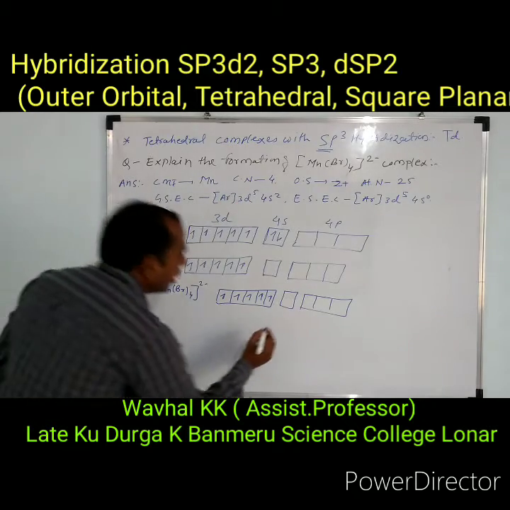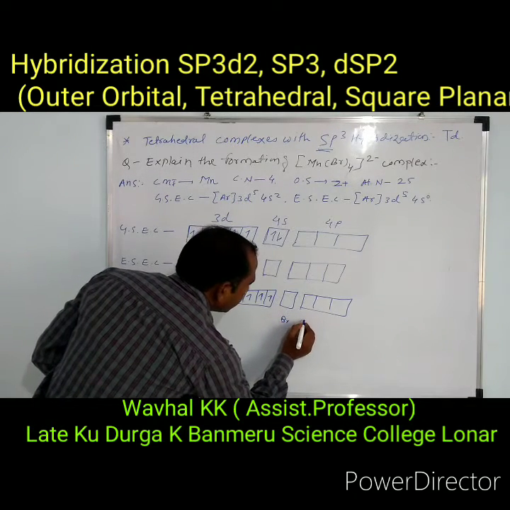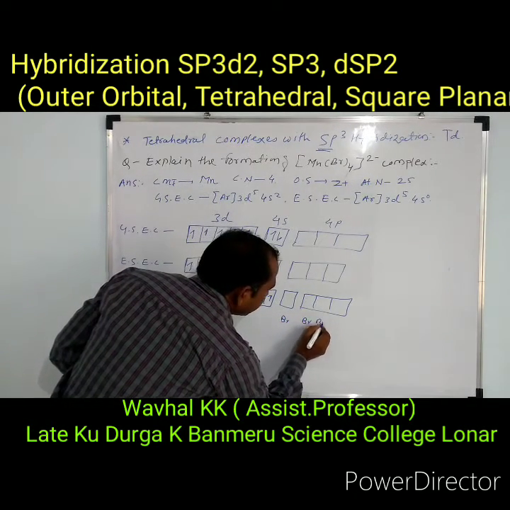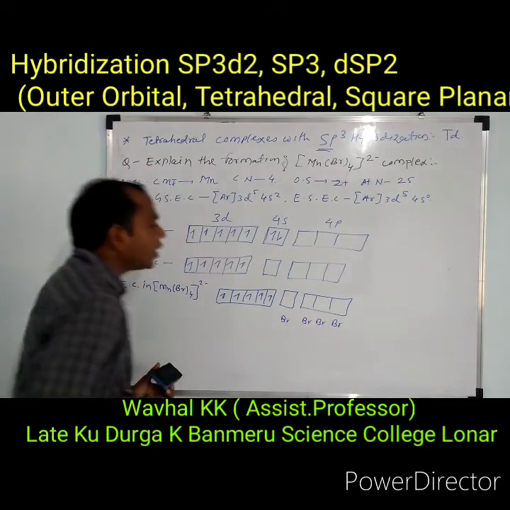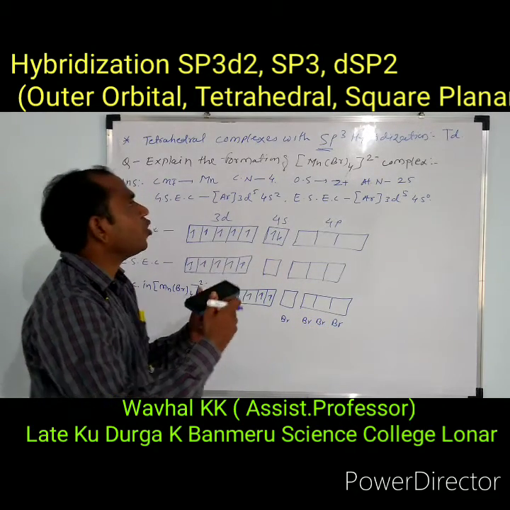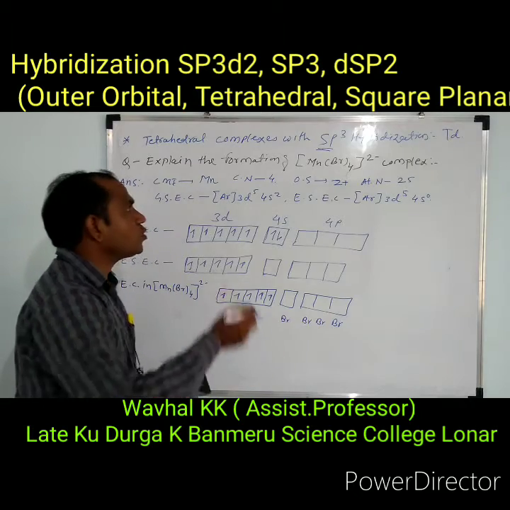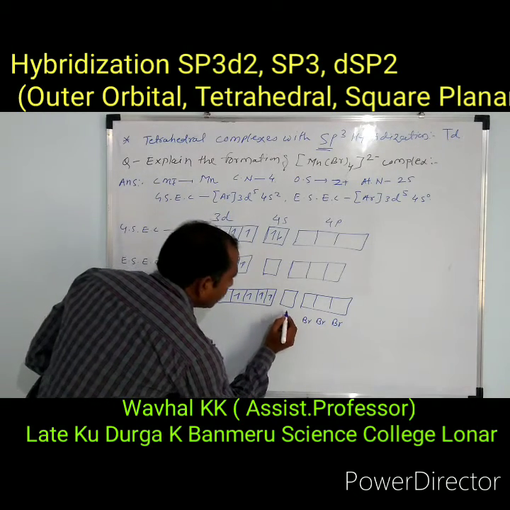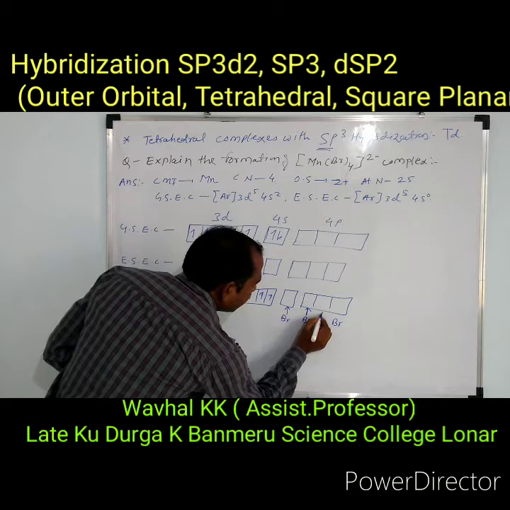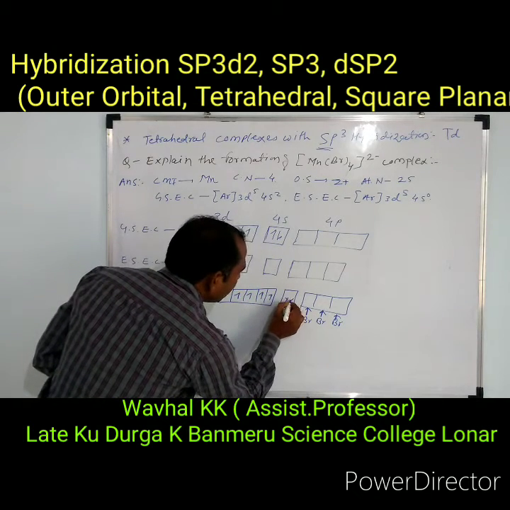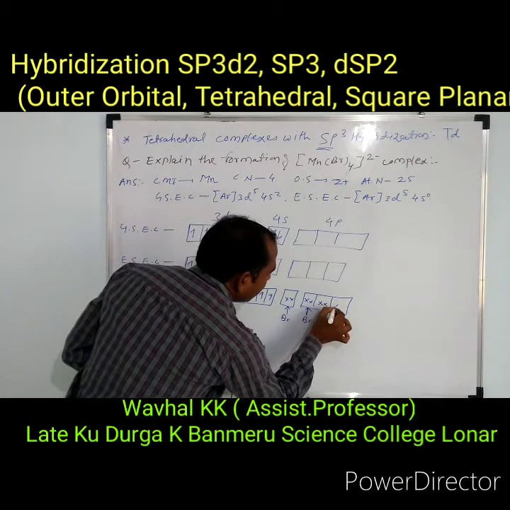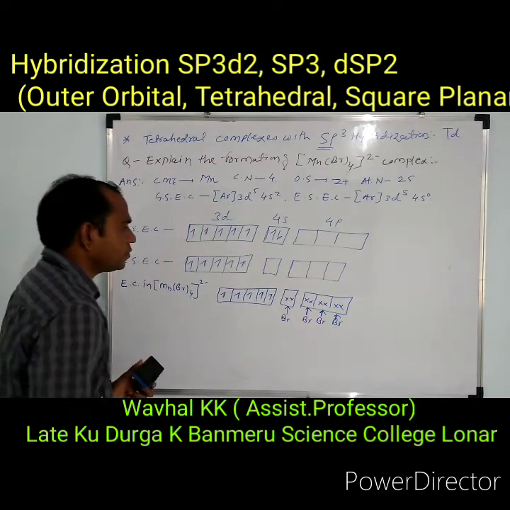The 4 bromine ligands, the first, second, third, and fourth, come close towards the Mn for bonding formation and donate their lone pairs of electrons to the Mn vacant orbitals. See here the electron pairs donated by the bromine atoms.